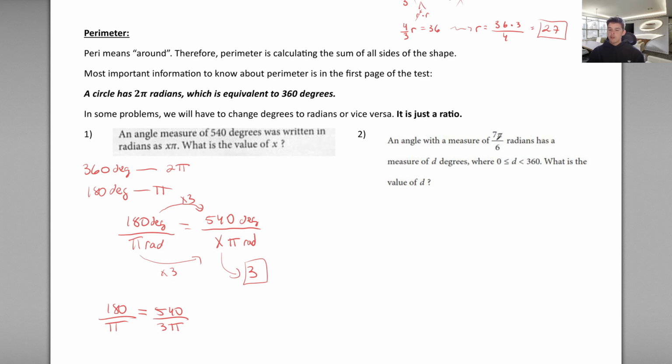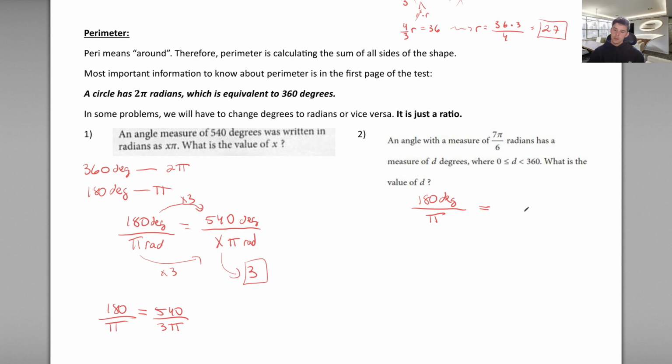An angle with a measure of 7/6 pi radians has a measure of d degrees, where d is between 0 and 360. What's the value of d? So we just have to turn radians into degrees. It's pretty easy because we know the conversion. We know that 180 degrees is equivalent to pi radians, right?